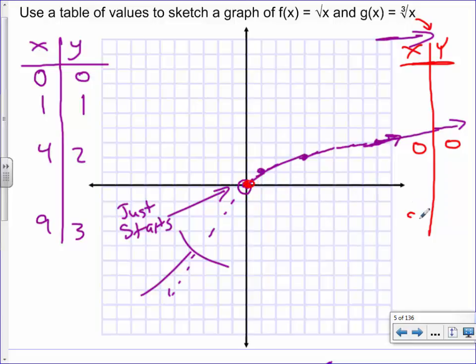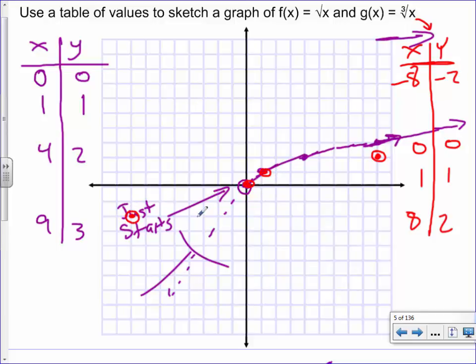8 works. I'll throw that way up here. 8 cube roots to 2. So way over here, 8 is a 2. Any other numbers that seem like good ideas? Okay, -8 will cube root to -2. 1 will cube root to 1. Let's throw some of those on here.